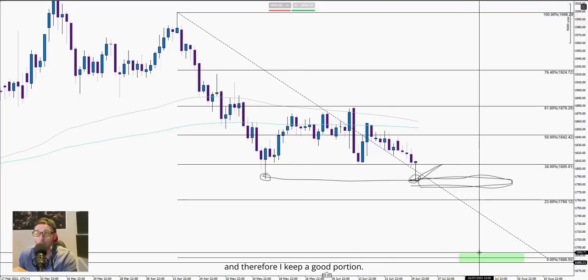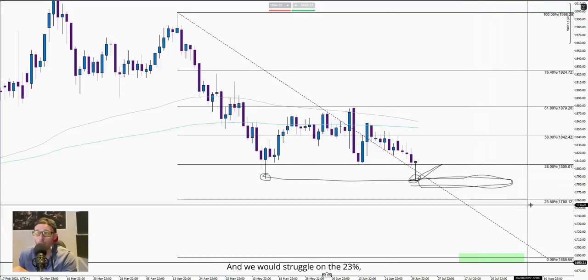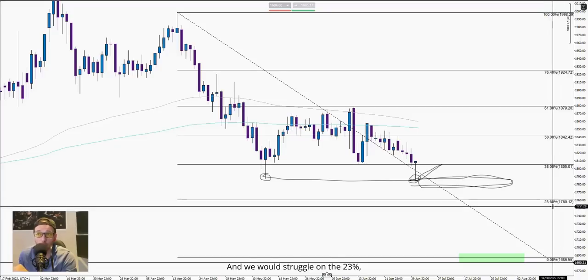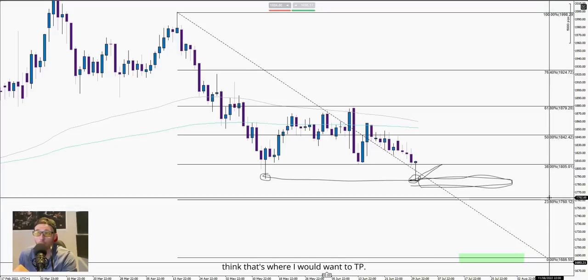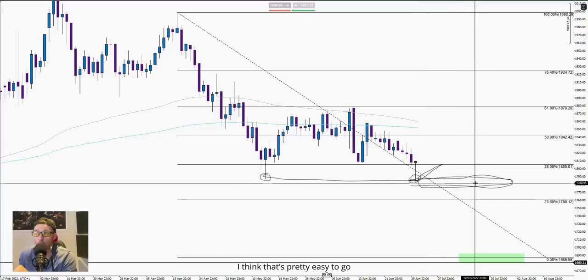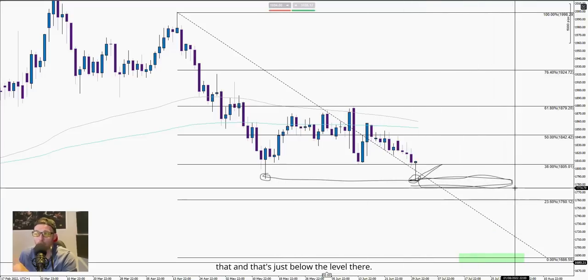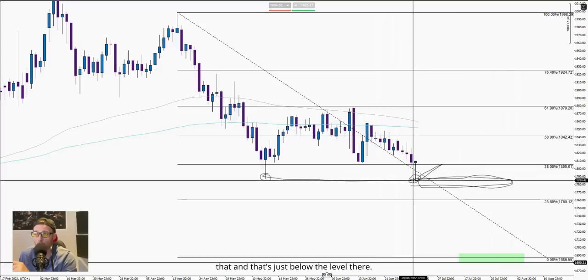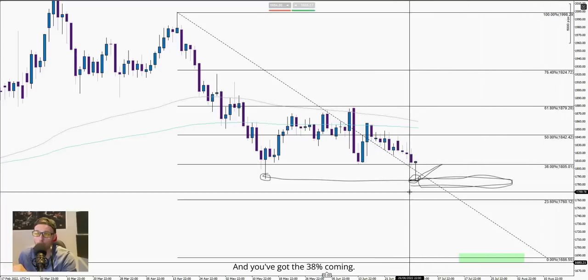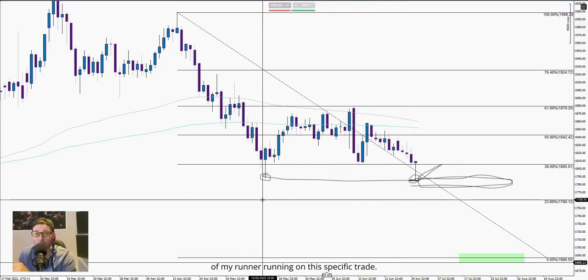And therefore keep a good portion, and we would struggle on the 23 for sure. That's for sure. But I don't think that's where I would want to TP. I think that's pretty easy to go. That's 200 pips more, so it's possible to be grabbed, and that's just below the level there, and you've got the 38 coming. So yeah, I would go there. I would aim there, and I would leave a good portion of my runner running on this specific trade, basically.